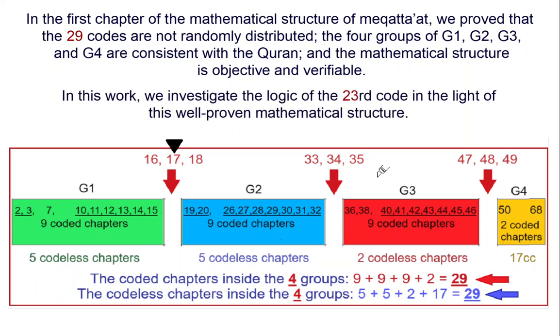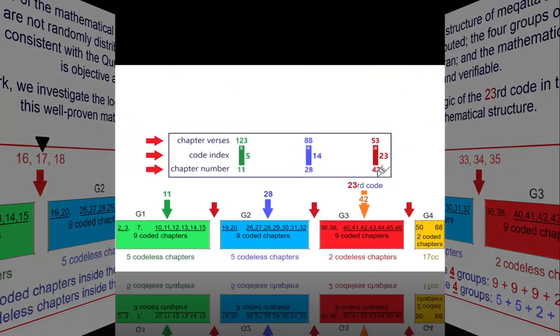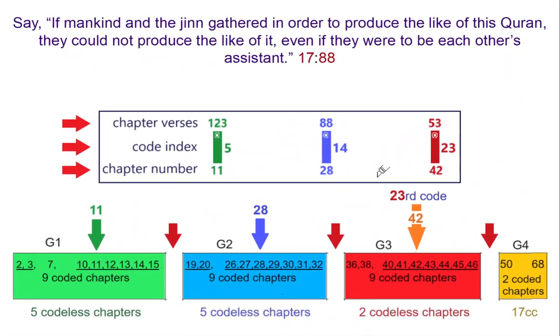In this work, we investigate the logic of the 23rd code in the light of this well-proven mathematical structure. So this is going to be our foundation that we're going to build on. The Quran claims that if mankind and the jinn gathered in order to produce the like of this Quran, they could not produce the like of it, even if they were to be each other's assistant.